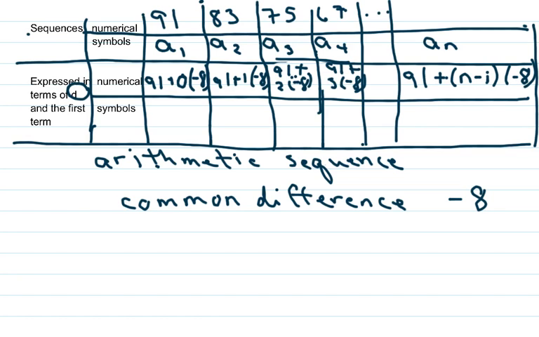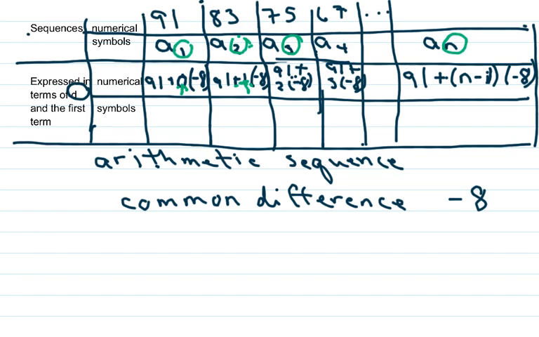Why do I say n minus 1? Because you see the n here, here's your n. So here my n was 1, but the number here is 0. So 1 minus 1 is 0. Here my n is 2, and this number is 1. So 2 minus 1 is 1. Here my n is 3, so 3 minus 1 is 2, and so forth. So that's how we write it.